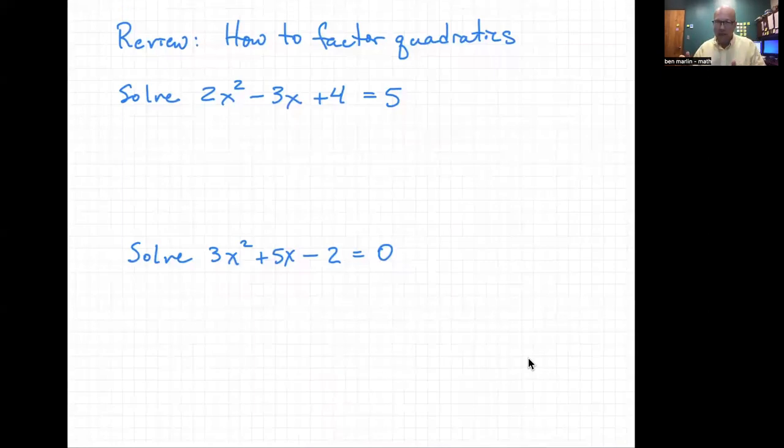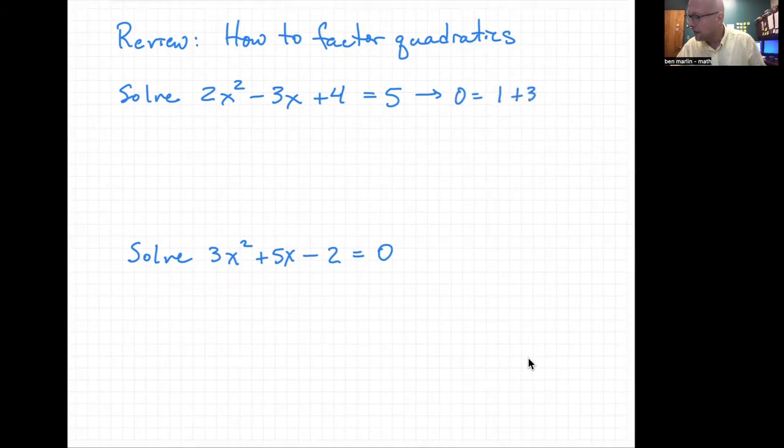So the thing that we're looking at here to start with is just a brief review about how to factor quadratics. Okay, so this first example here, I purposely set something up where you have to get the equation to one side. Now if you went ahead and subtracted everything over to the other side on this, you would end up with 0 equals 1 plus 3x minus 2x squared.